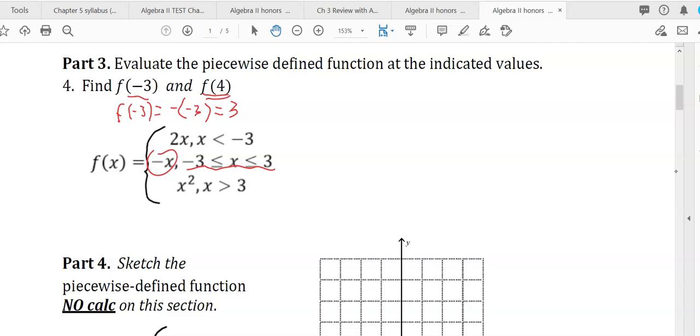Now let's do f of 4. So f of 4 seems to fit into this domain. So you're going to plug into this function there. So f of 4 equals, instead of x squared, it's going to be 4 squared, which is 16.